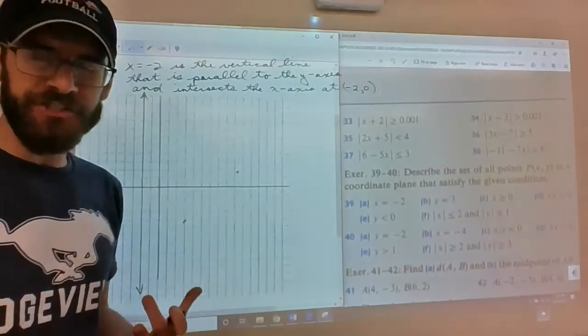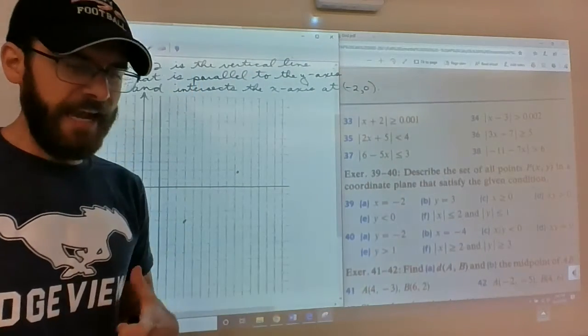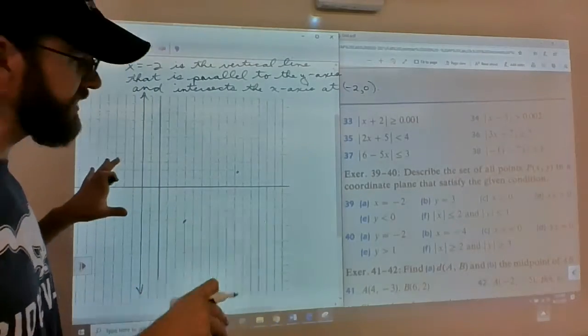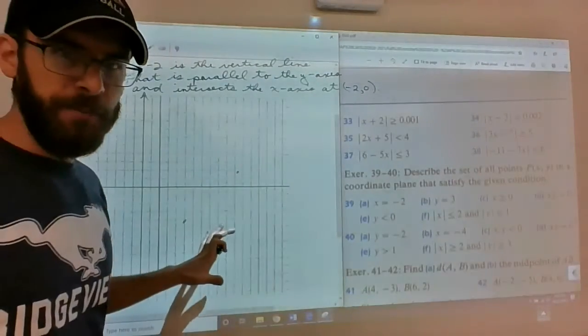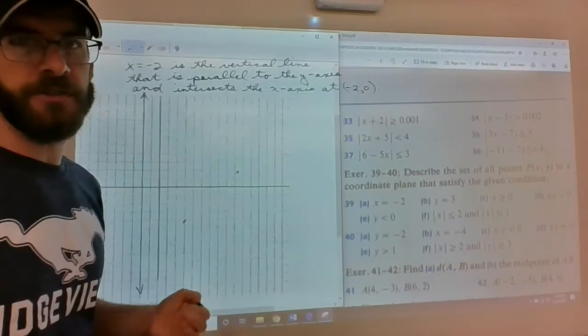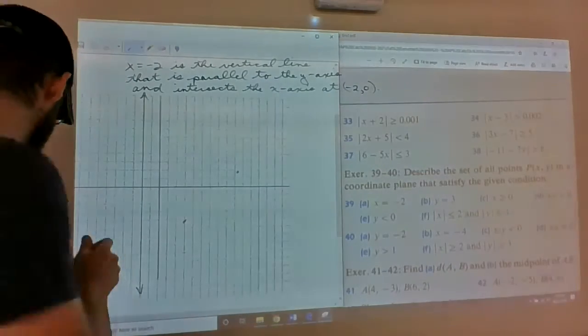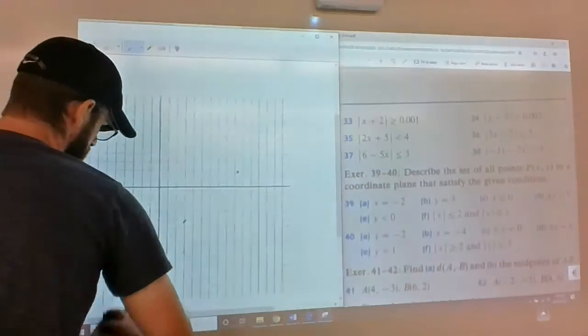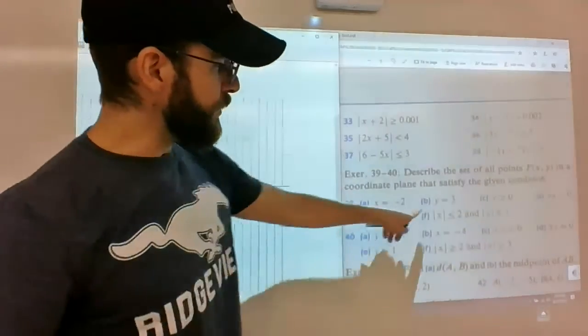So yeah, this is just a good task for really getting after descriptions and being able to describe things that are very familiar, but maybe you haven't gone in depth with as much. Let's check out part B. Part B gives us y equals 3.